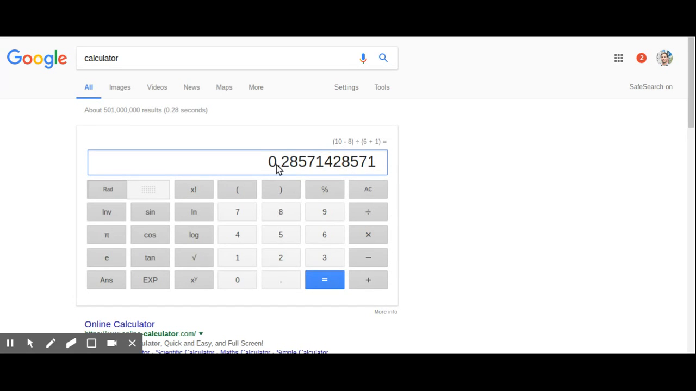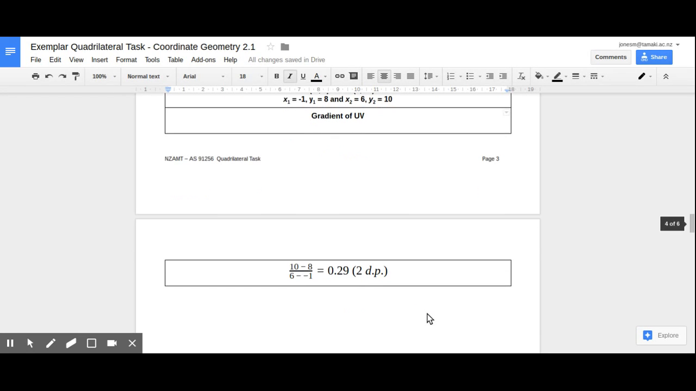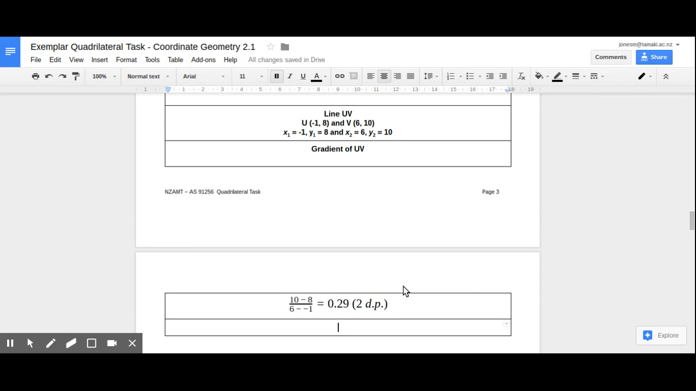And then we have our answer as 0.2857. Rounding that to 2 decimal places, we've got 0.28. Next number is 5. So that means if we round it to 2, the 8 is going to go to 9. So it's going to be 0.29. So our first answer here is 0.29 to 2 dp. Okay, so we've got our gradient. Now the next thing we're going to get is our distance.